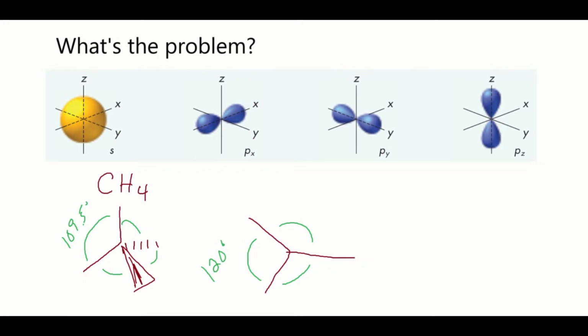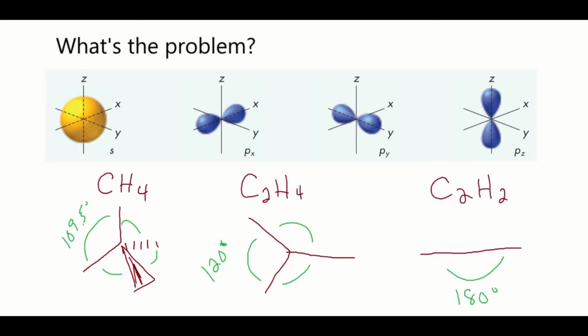And we call this geometry trigonal planar. The example we used in class was ethylene, C2H4. We also know that there are molecules that have a linear geometry around a central atom. In other words, they have bond angles of 180 degrees. And the example we used in class was ethyne. Why is this a problem?